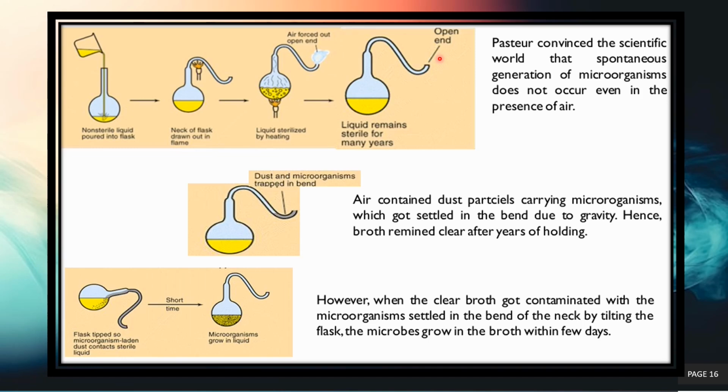Now what happened due to the swan neck, when the air entered the flask, since the organisms are heavier than the particles of the air, they settled down in the bend due to gravity, and hence the broth remained clear after years of holding. And clear means that there was no growth of microorganisms even after the continuous introduction of air. Because of the shape of the neck, the microorganisms keep getting settled down due to gravity in the neck. However, when the clear broth got contaminated with the microorganisms which had settled in the bend of the neck, microbes grew in the liquid within a matter of a few days. So that is what contamination did in the previous cases. It was not because of air. So this is the very important experiment which disproves the theory of spontaneous generation, and he was the first person to prove the theory of biogenesis.